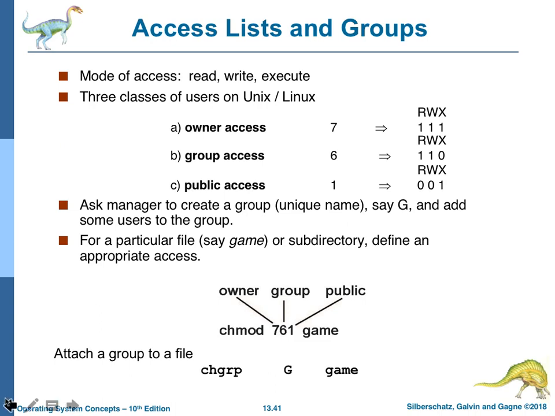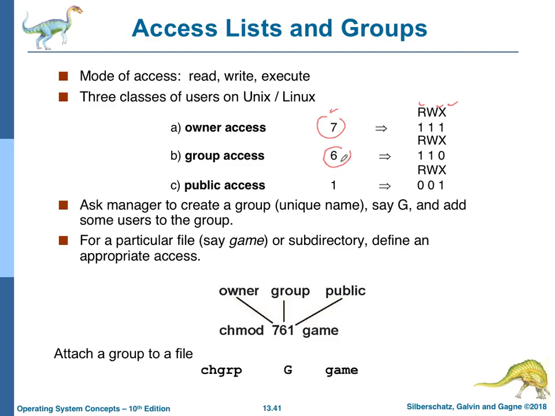For example, the owner access is represented by 7, which means read, write, and execute. The owner can read, write, and execute. Also, we have group access 6, which means that we can only read and write, but not execute. This is the binary representation of 6, and this is the binary representation of 7. So that's why we use 7. And for the public access, we only give execute.